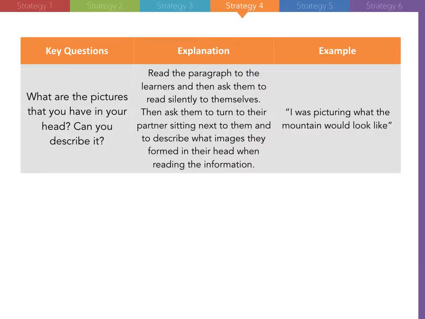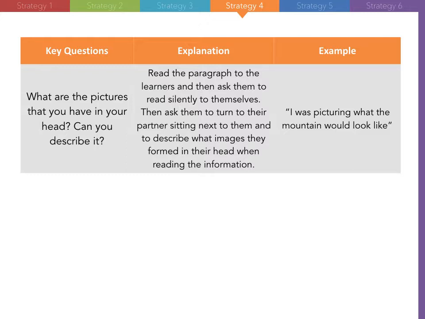So how does visualizing or making pictures, how does the strategy work? You need to prompt learners to think in pictures sometimes. Some learners can do it naturally, and some learners need to be guided. So a key question you can ask is, what are the pictures that you have in your head, and can you describe it? So while learners are reading this information, were they picturing something? And if they were, can they describe it?